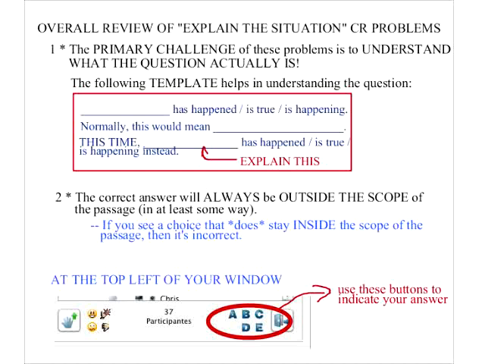Please do not indicate your answer in the text box. All right, if you're ready to start looking at some problems, give me the smiley face. All right, you guys are ready for some problems.